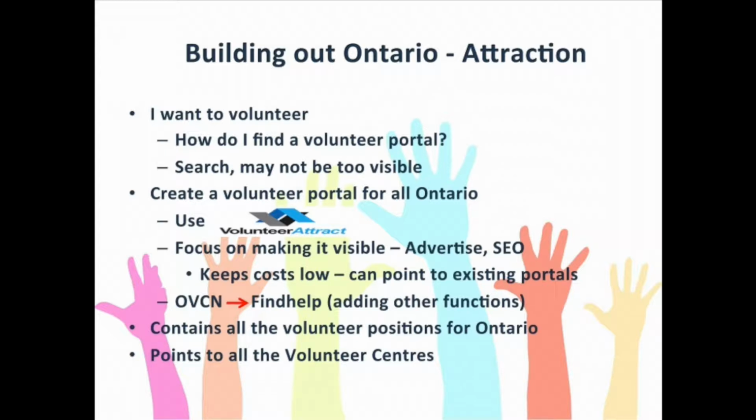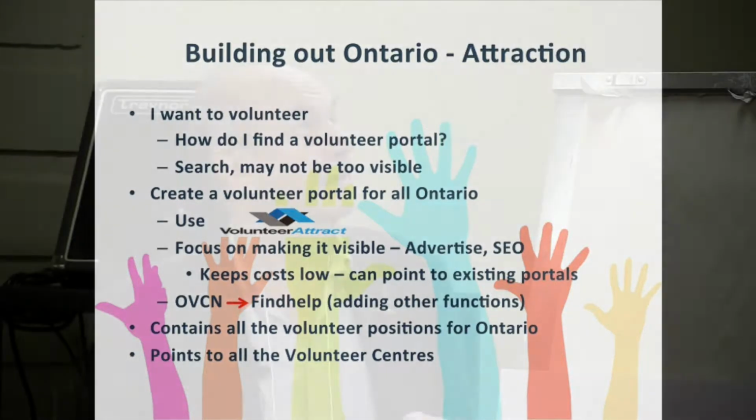But the idea is to create a portal which will work for the Ontario Volunteer Center Network, OVCN, and will also map over to Find Help. Now, Find Help's doing other things. I'm not sure of all the things they're doing, but I know they are doing other things on top of that. But there'll be two hotspots where you can link to volunteer positions. And they'll contain all the volunteer positions for Ontario. And they'll also point to all the volunteer centers. So if I'm in Quinte, I'll be able to find where Quinte Center is and how to get to it.